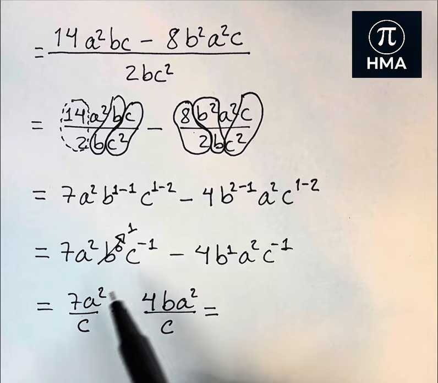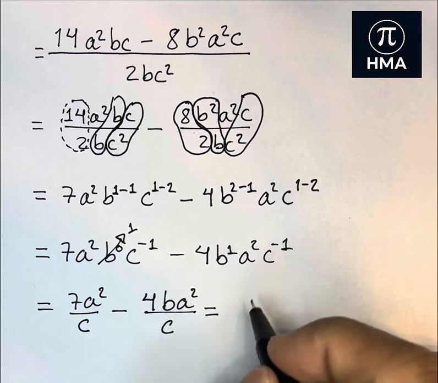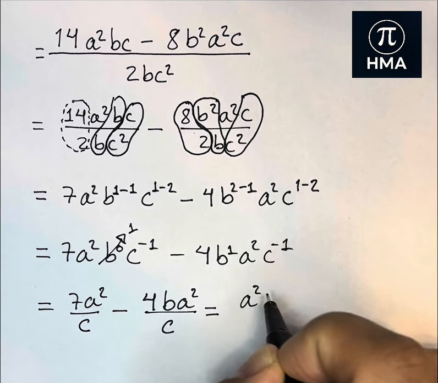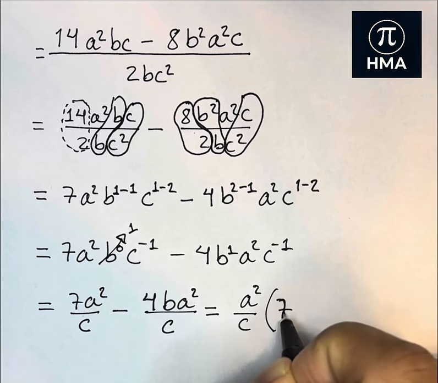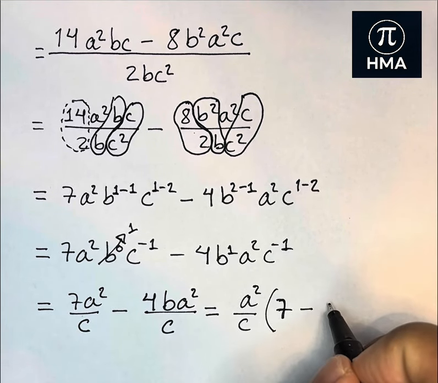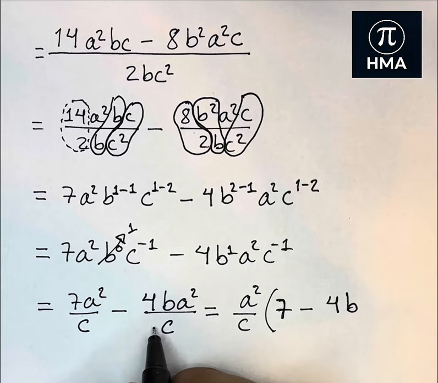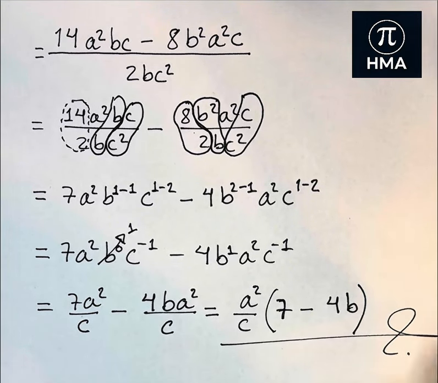Then we have in common a squared in both terms and c in both terms. So we apply common factor. A squared divided by c, that multiplies 7 in order to get the first term, minus 4b in order to get the second term. And this will be the result.